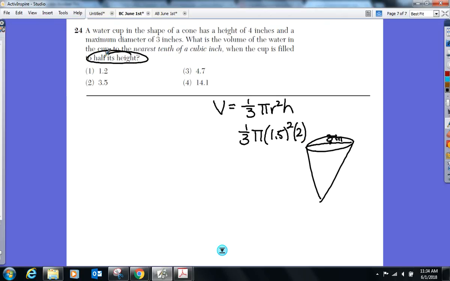Cup is filled to half its height. Yep. So what's the volume of the water if I fill it to half its height? 4.7. If you plug 4 in, is the answer there? No. Oh, wow, I'm surprised.